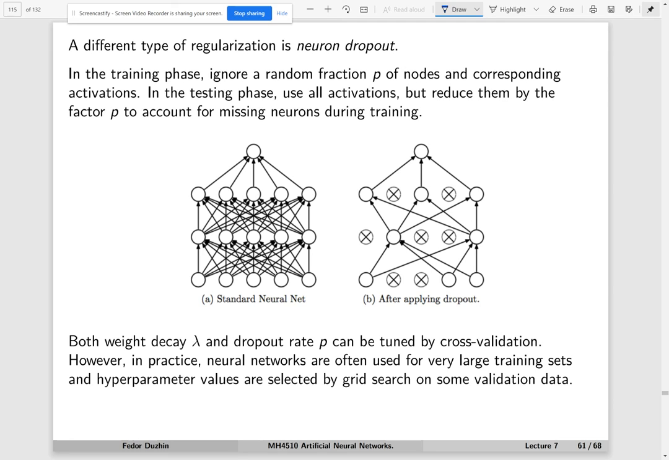So in that case, the optimal choice of hyperparameter values is done by a grid search on some validation data.